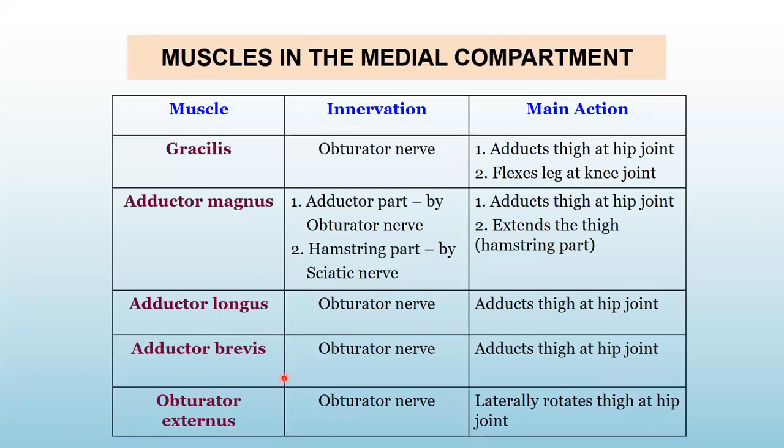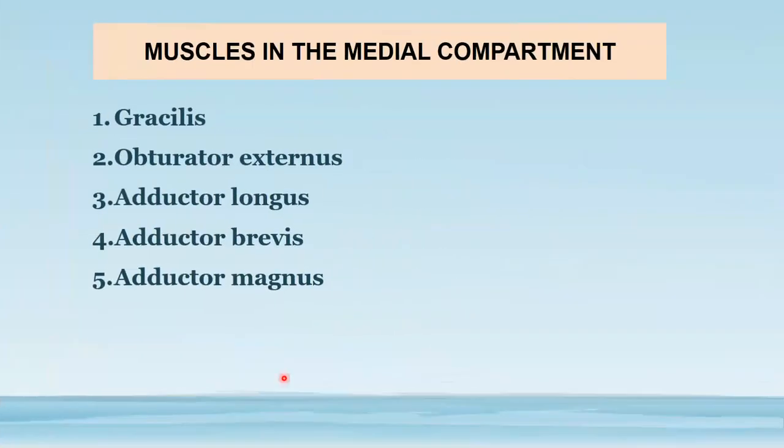Okay, this is the table. You can refer to it anytime. And for revision, we have five muscles in the medial compartment: the gracilis, obturator externus, adductor longus, adductor brevis, and adductor magnus.